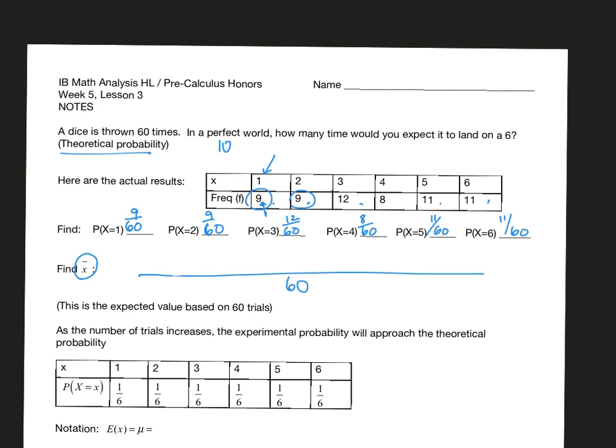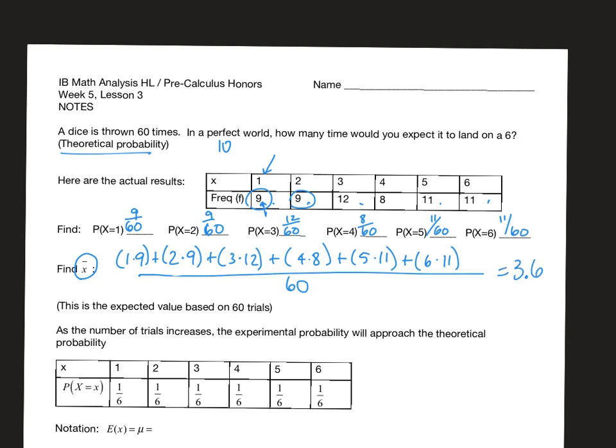So instead, we're going to multiply. It's 1 9 times, and it's 2 9 times, and it's 3 12 times, it's 4 8 times, 5 11 times, and 6 also 11 times. If you break out your calculator, this should come out to be 3.6.